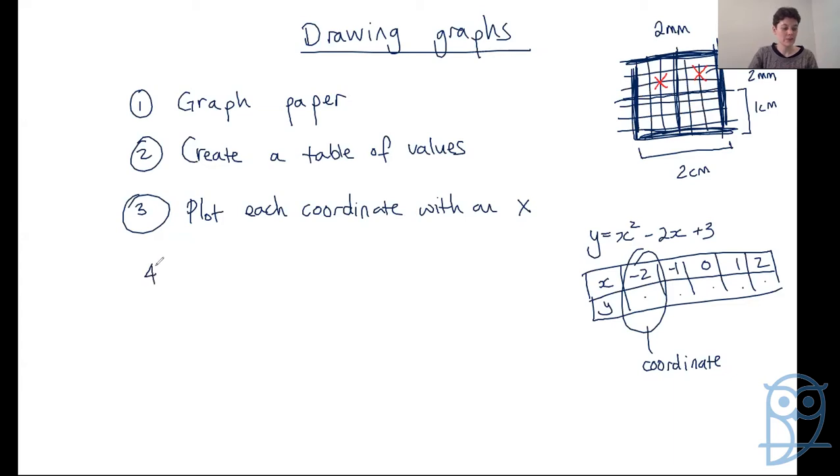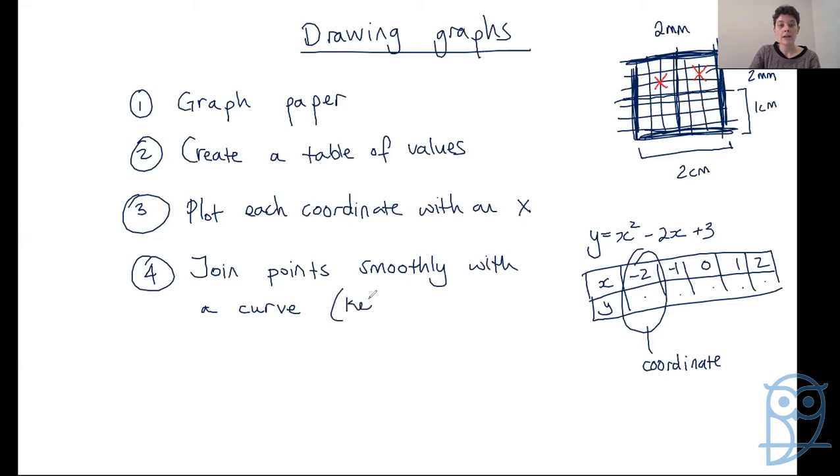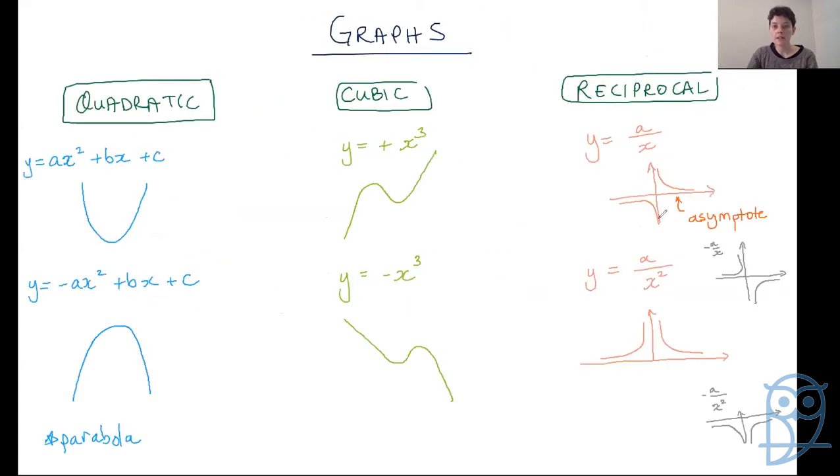Okay, so fourth one. Now that you've got all your points, you're going to join all those points very smoothly with a curve. Okay, and keep an eye out for discontinuities. So a discontinuity is where the graph breaks. So if we go back quickly here, this is a discontinuity. So this is one long function, but it has a discontinuity, a break at the y-axis.